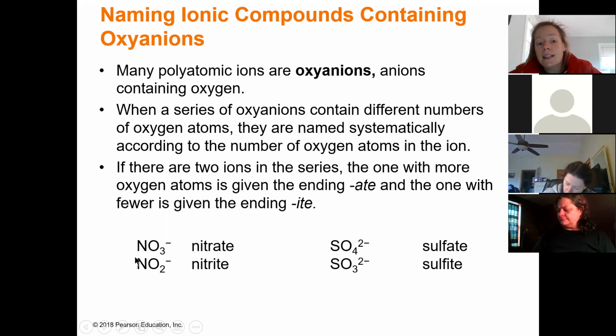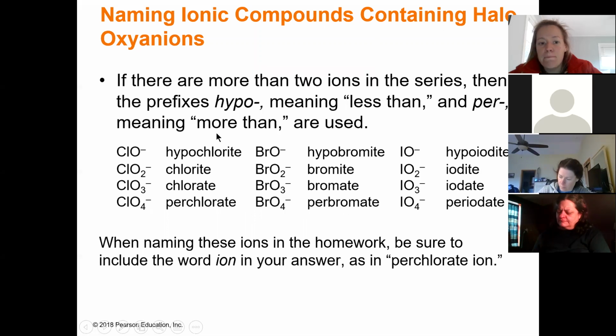So if nitrate is NO3-, nitrite will be NO2-. The charge stays the same. The nitrogen stays the same. The only thing that changes is you strip off an oxygen. Look over here, sulfate, SO4 with a 2- charge. Sulfite, SO3, still has the 2- charge. Okay, so that's one way to kind of learn the series. Here are some expanded out.